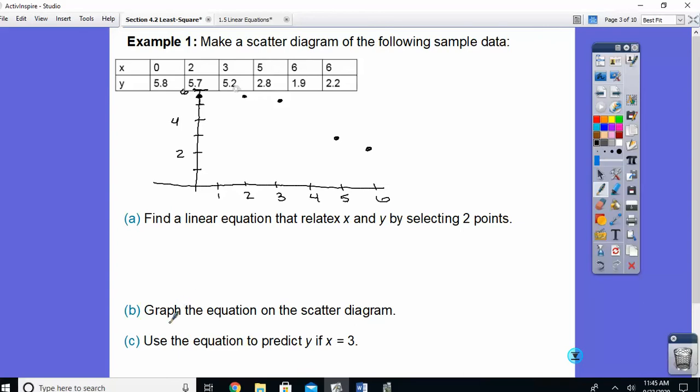Okay, so then part A, find a linear equation that relates x and y by selecting 2 points. So did I specify which 2 points to use? No, I'm just asking you to pick any 2 points on here. So let's say I did 2, 5.7, and 6, 1.9.